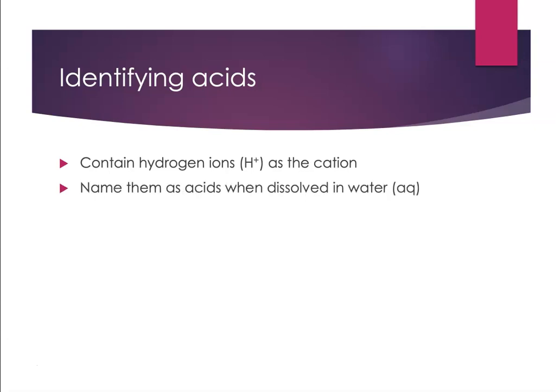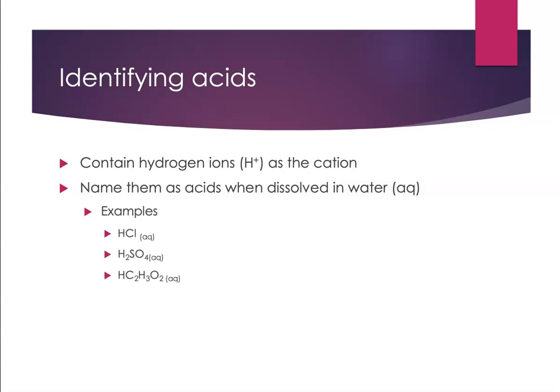Now, there's more to it than that, but for now, this will work. We name them as acids when these compounds are dissolved in water, and we would write a little aq after the symbol to indicate that. So, for example, HCl, when it's dissolved in water, is an acid. We call it hydrochloric acid. You may know it as stomach acid. H2SO4 is another common acid. Notice we've got H plus ions as the cation, and this is battery acid when it's dissolved in water. And acetic acid is another common acid, commonly known as vinegar.